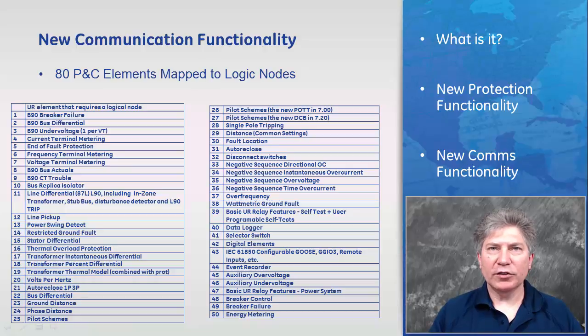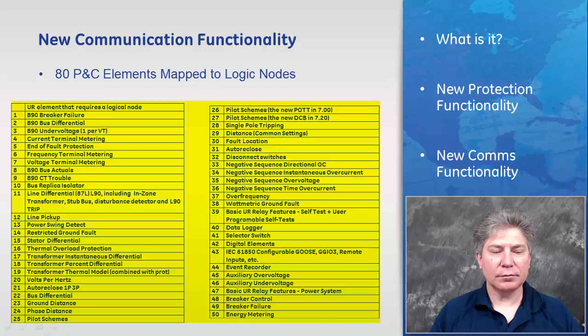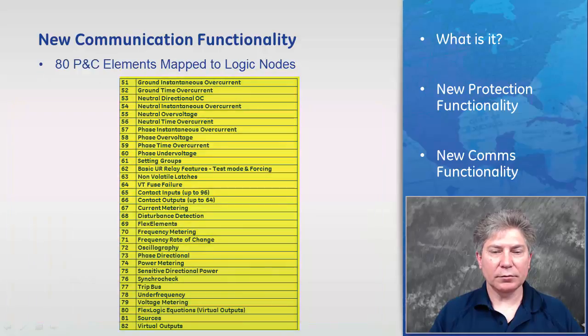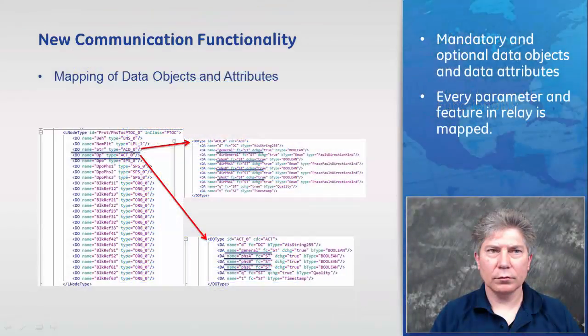A large part of the change in this firmware version is the mapping of PNC elements to logical nodes. In version 7.3, approximately 80 of the 120 PNC elements are mapped to logical nodes. So here's the list of the elements that are currently mapped. Here we have the first 50, and then the next slide.